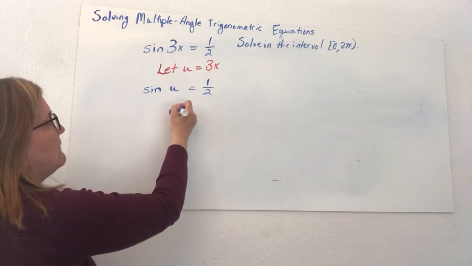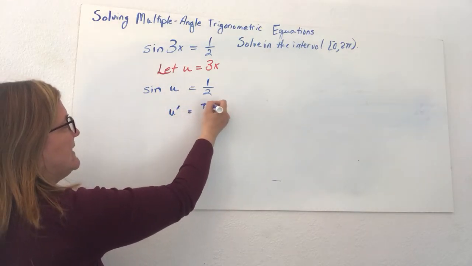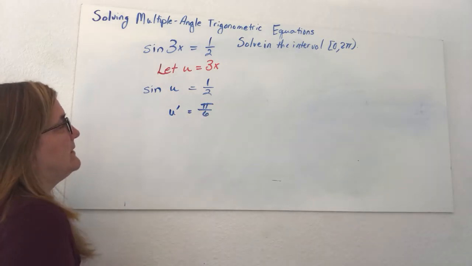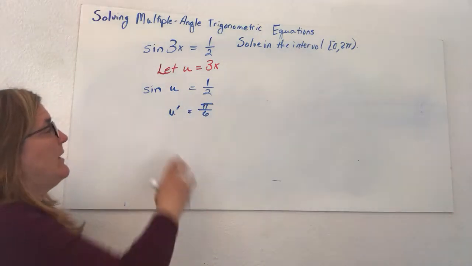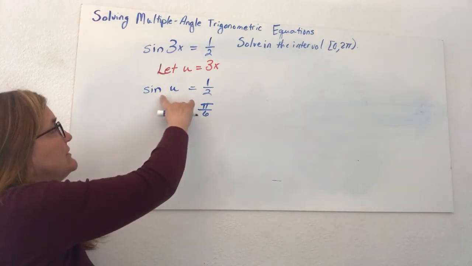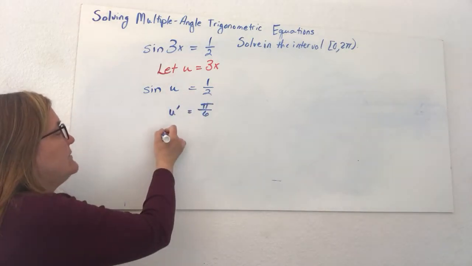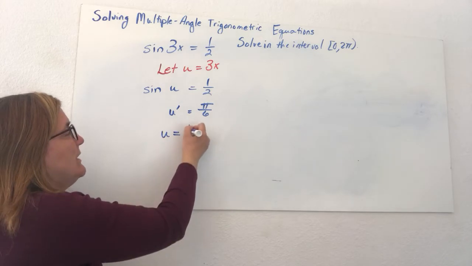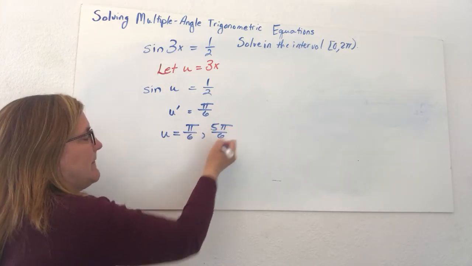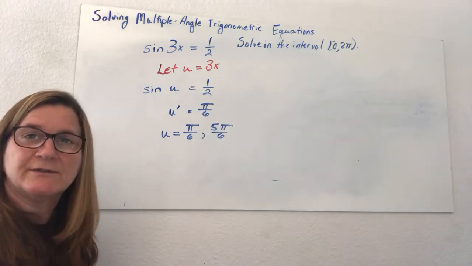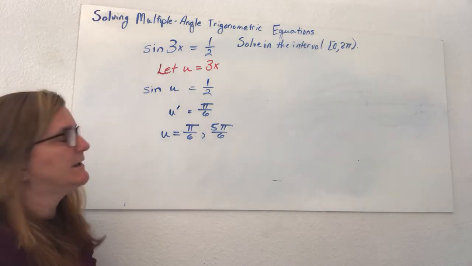We know that the reference angle is pi over 6. We know that the sign is positive in the first and second quadrants. So we're going to write the solutions to the sine of u equals 1/2 using that information. So u would equal pi over 6 or 5 pi over 6. Our first and second quadrant angles that have a reference angle of pi over 6.